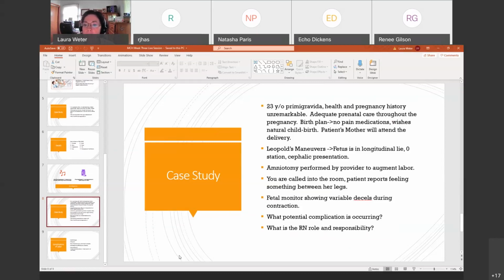And we have a cephalic presentation. So what do I mean by cephalic presentation? Head first. Is that what we want? Yes. Absolutely. That is exactly what we want. So baby is in a longitudinal lie, meaning up and down. Zero station, meaning that the presenting part is engaged. And they are a cephalic presentation, meaning that what is presenting?